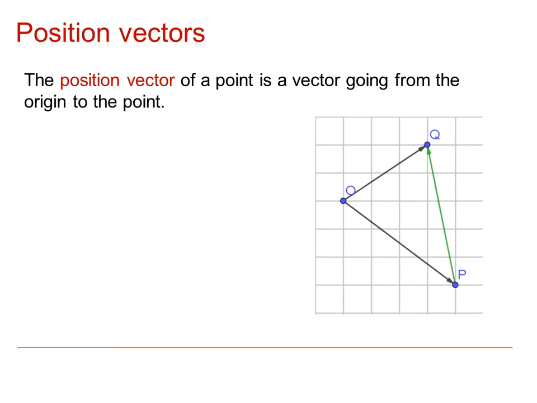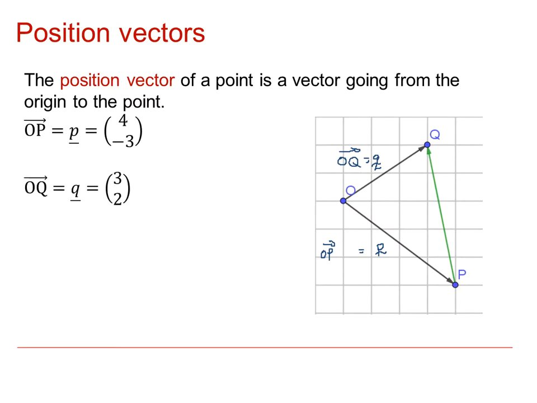The position vector of a point is a vector going from the origin to the point. So here we have two points, P and Q. We can say that the position vector of P is the vector OP, or quite often we refer to that by its end point, so we talk about that being the vector P. And similarly, the vector from O to Q would be equal to the vector Q. For this particular diagram, we can see that OP is 4, -3, and OQ, or the position vector of Q, is 3, 2.